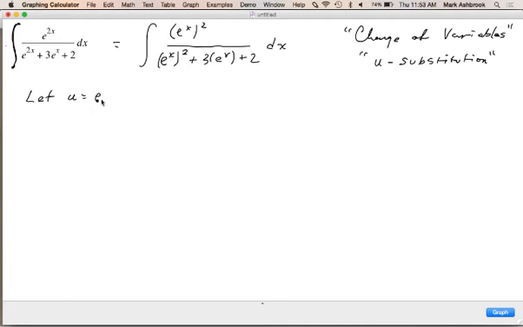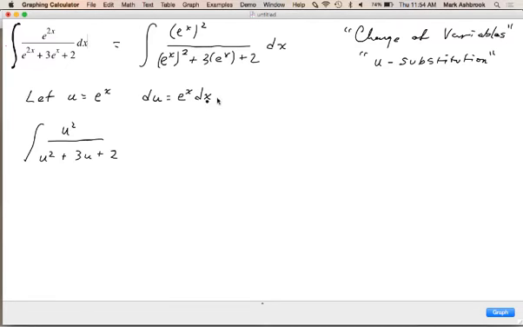If u is e to the x, then what would we have here? If u is e to the x, then we'd have u squared over u squared plus 3u plus 2. All right, so now, it's not just necessarily du for dx. So we've got to figure out what dx is. If u equals e to the x, then du equals e to the x dx. Little chain rule there.